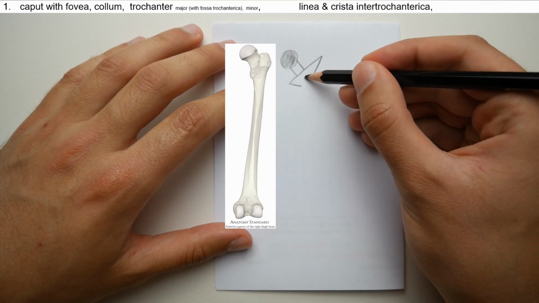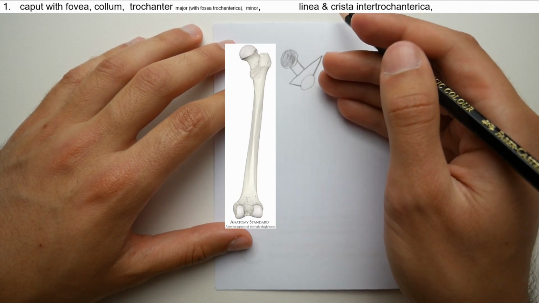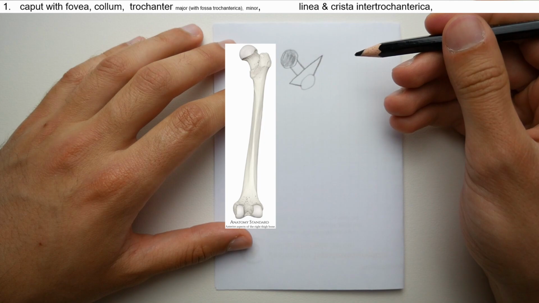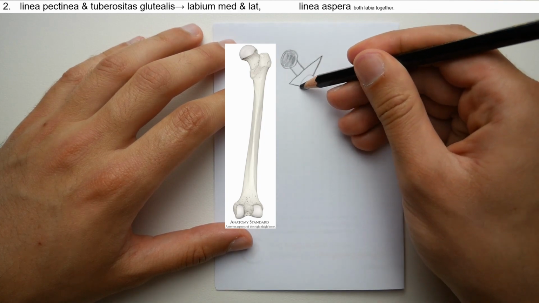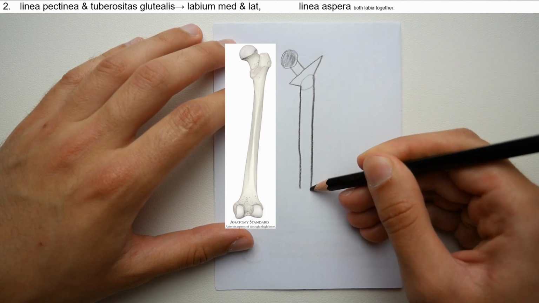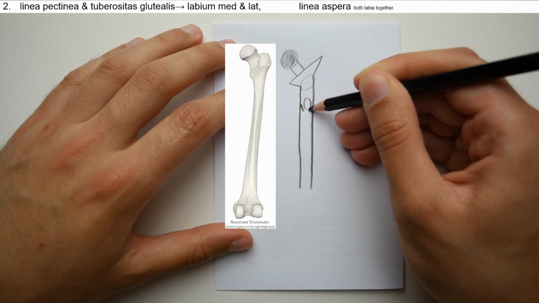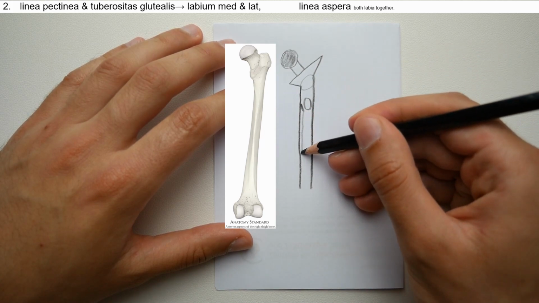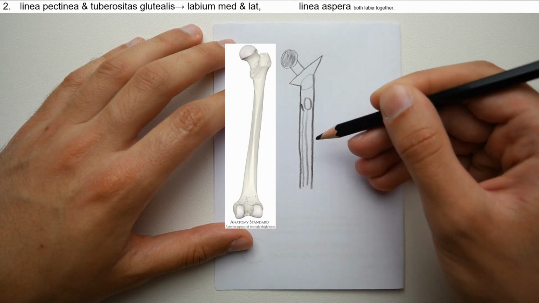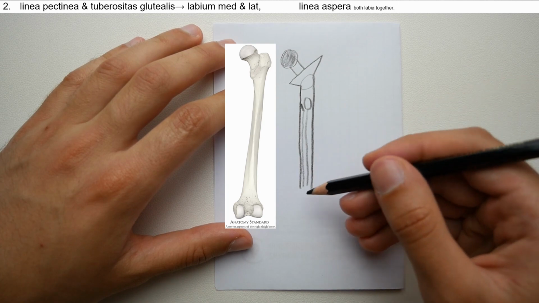This is the crista intertrochanterica, and on the ventral side would be the linea intertrochanterica. Next, we look at the structures of the corpus. The linea pectinea and tuberositas glutealis give rise to labia medialis and lateralis. The labia together are called linea aspera.